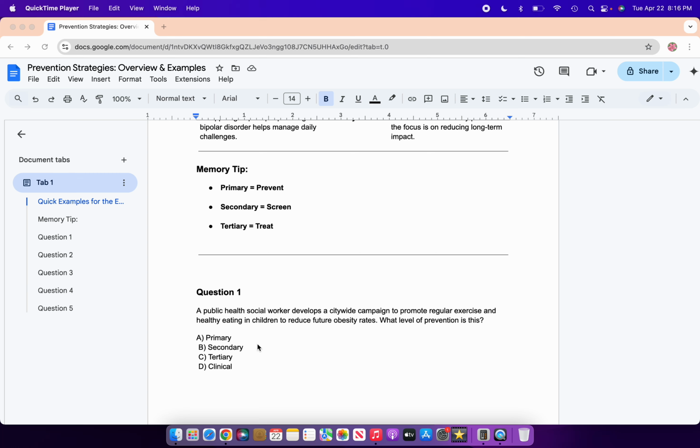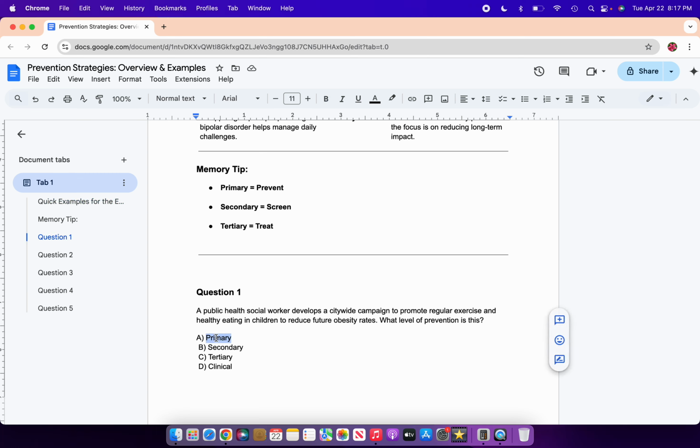So question number 1, a public health social worker develops a citywide campaign to promote regular exercise and healthy eating in children to reduce future obesity rates. What level of prevention is this? So is it primary, secondary, tertiary, or clinical, right? So we know it's not D. Clinical is not a prevention strategy. So are we trying to prevent something? Are we screening for something? Or are we treating something? So the answer here would be A.